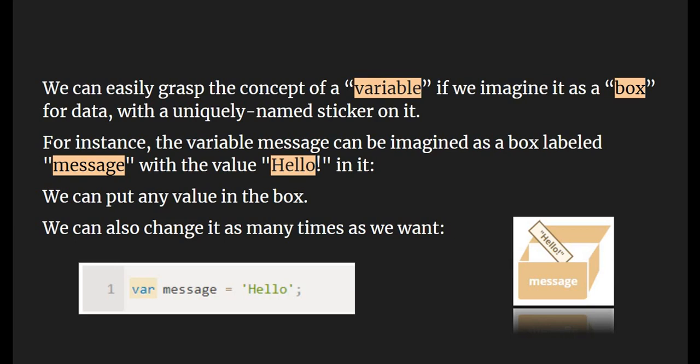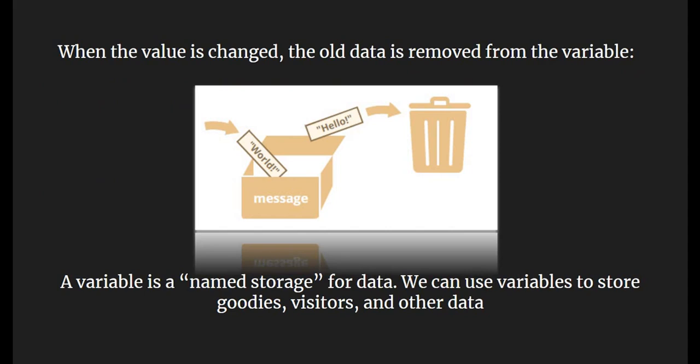So if you want to change the message to world, I'm going to just make message equal to world, then the variable will be completely changed. Now the old value will be gone and the new value will be stored inside that box, right? When the value is changed, the old data is removed from the variable. That's what I told you. A variable is a named storage for data. We can use variables to store goodies, visitors and other data. Wherever counting is required, we can use variables, right?